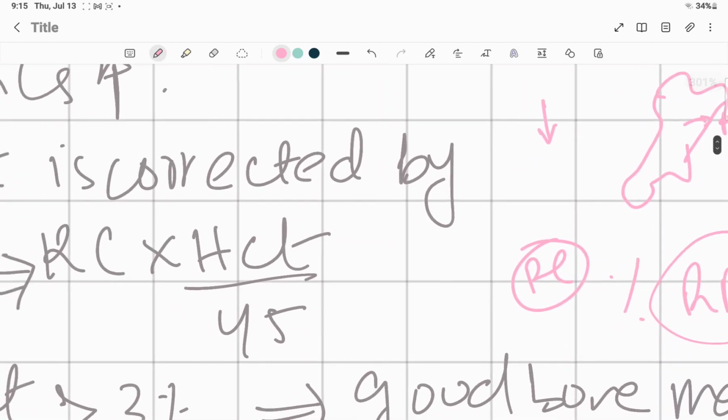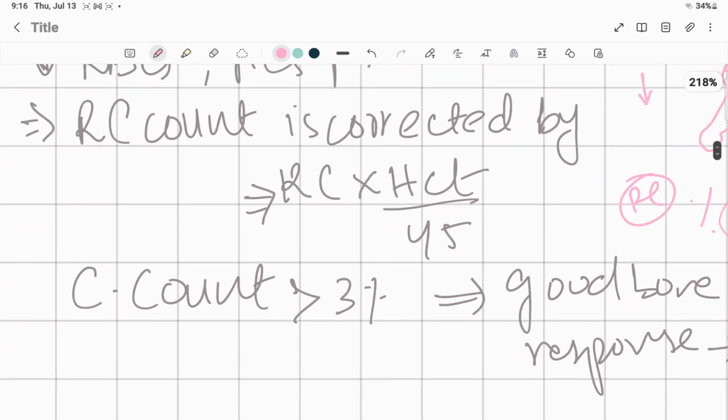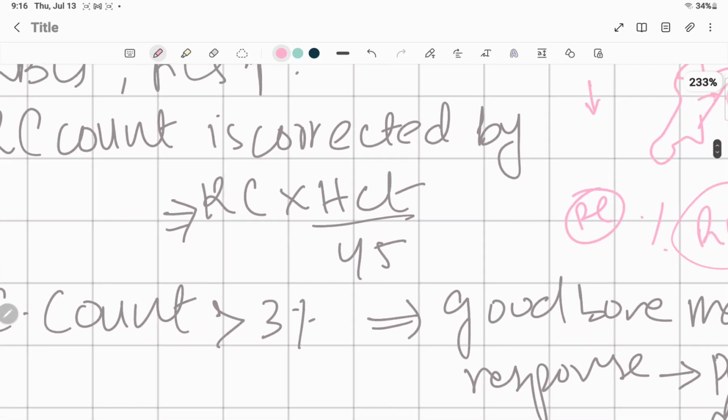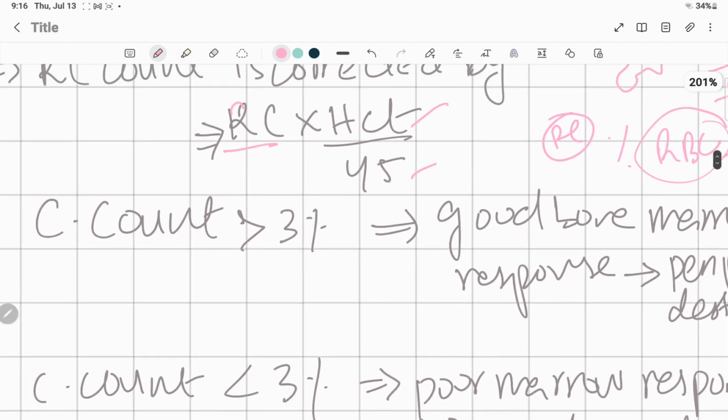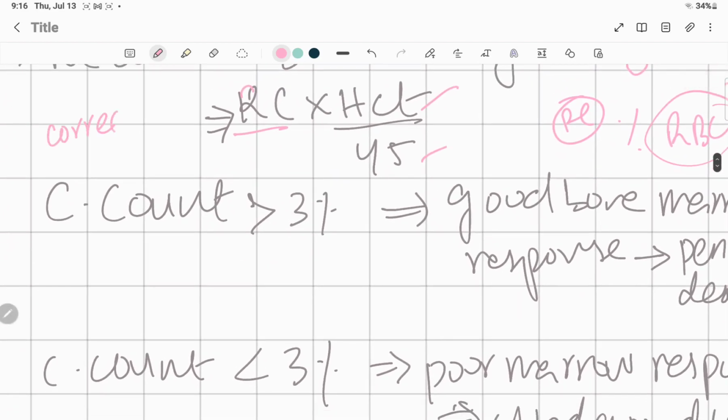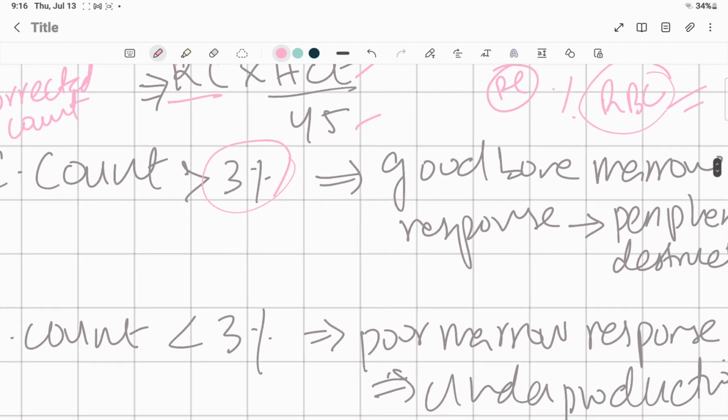So what we do is we correct it. We correct the RC count by multiplying RC with hematocrit divided by 45, right? So now if the corrected count is more than 3%, this tells you that there is a good bone marrow response, which means that the bone marrow is actually producing more reticulocytes. So it's good from the bones. They are fine. They're doing their job.